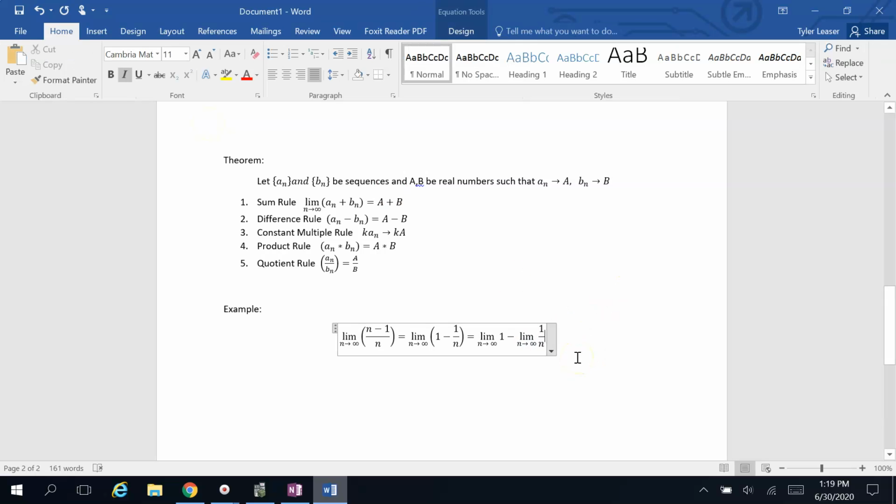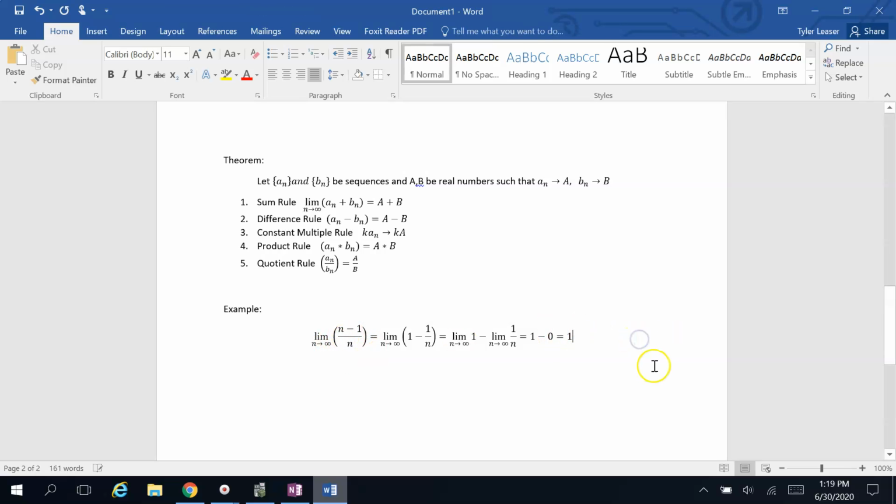Each of these is something that we've already proved. We've looked at the limit of a constant. The limit of a constant just goes to that constant. Minus the limit of 1 over n is also something that we've seen. That goes to 0, which means that the limit of n minus 1 over n goes to 1. And I hope you can kind of see that. Just plug bigger and bigger numbers into this n and you'll see that it approaches that.